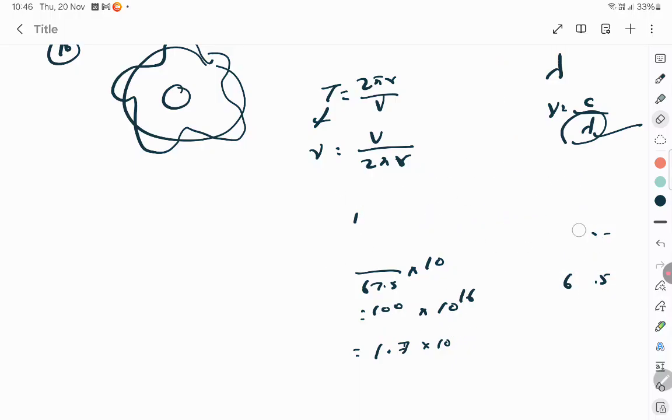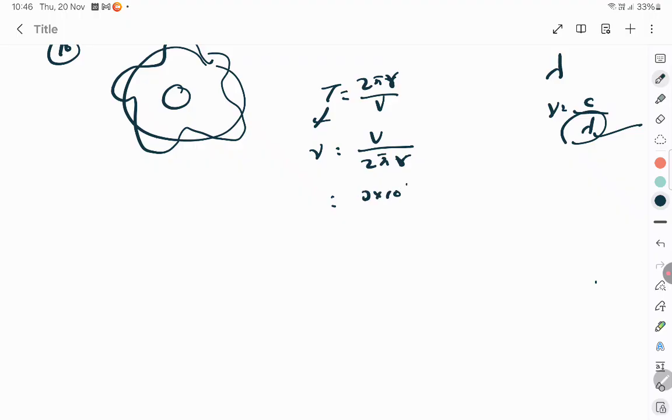Why am I not getting the answer? Using my method, I did time period as 2 pi r by velocity, so frequency is velocity by 2 pi r. Velocity I took as c by 137. 3 into 10 to the power 8 by 137 into 2 into 3.14 into r, which is 0.53 into 10 to the power minus 10. What has he done?